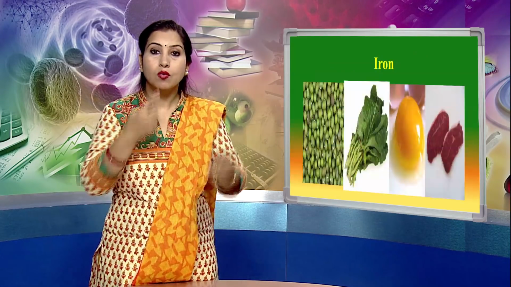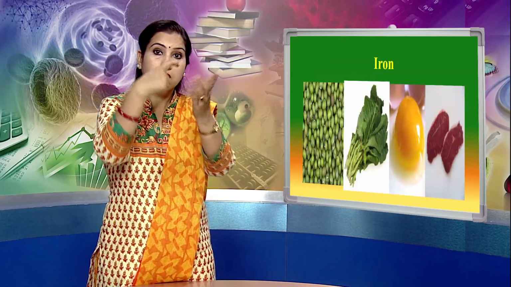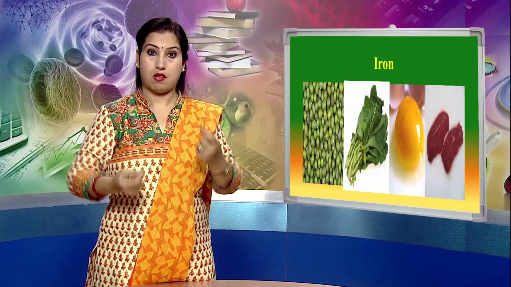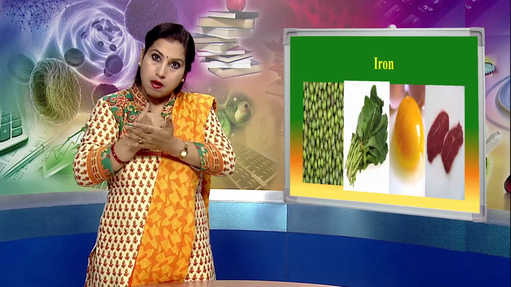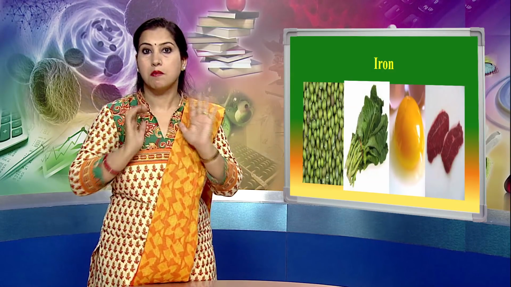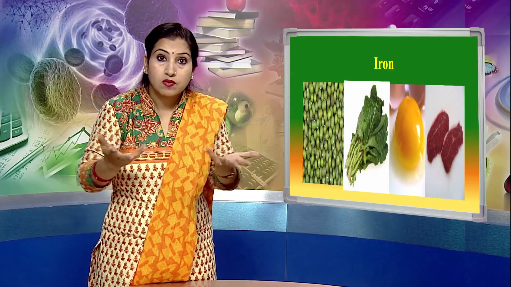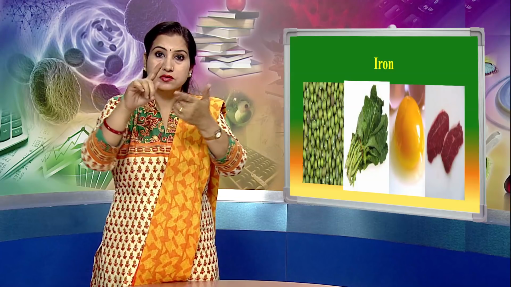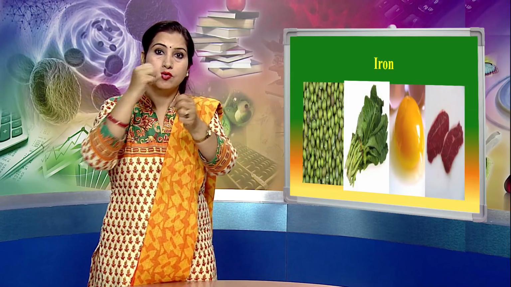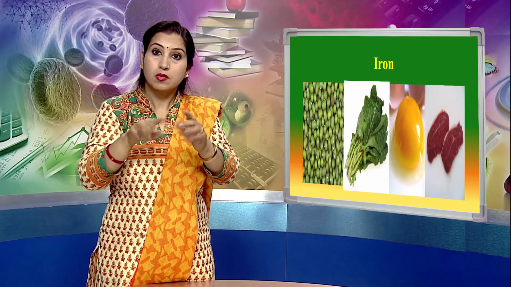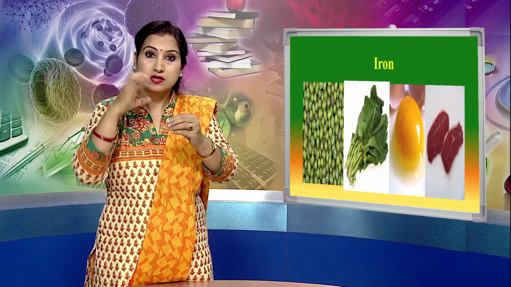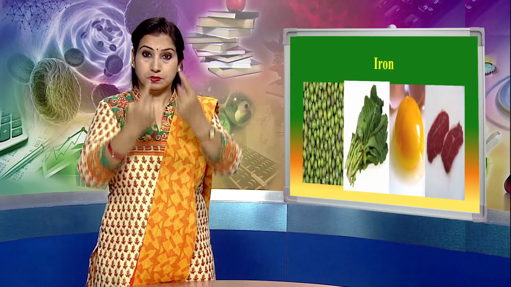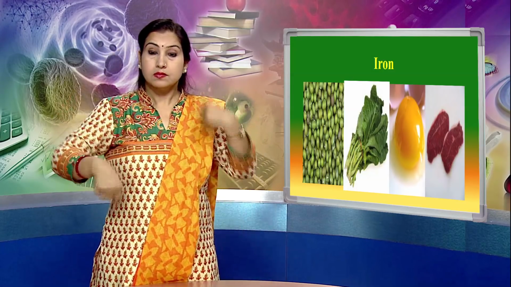Now we will talk about iron. Iron is a very crucial mineral which makes our blood red and active in life. It is important for formation of a compound called hemoglobin present in red blood cells. Thus, iron helps in better transport of oxygen to body cells.